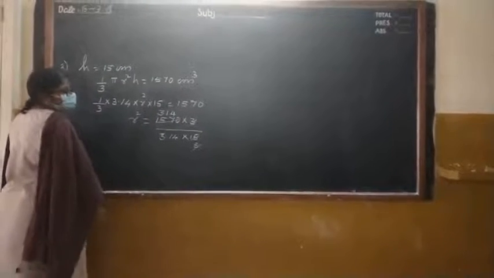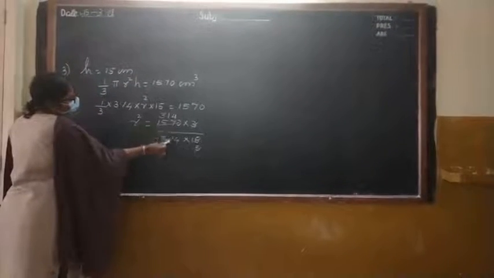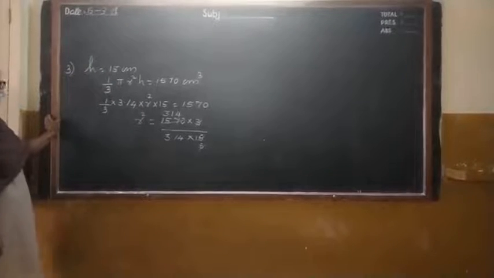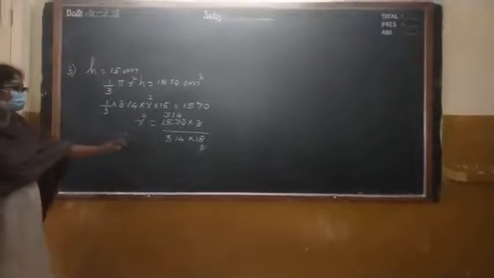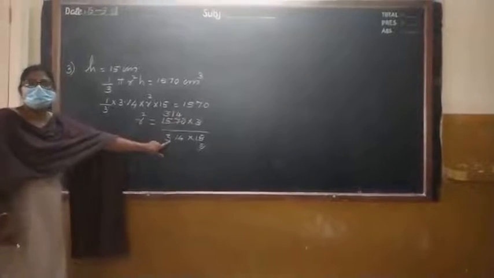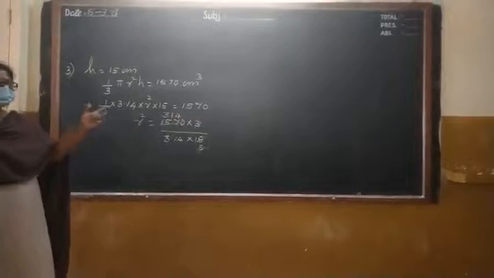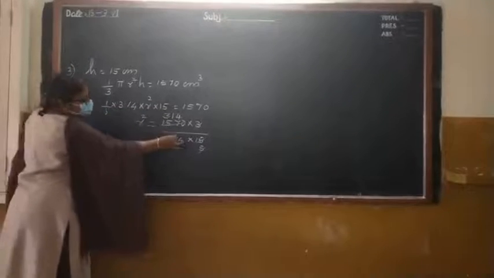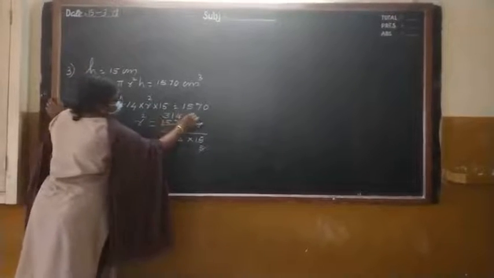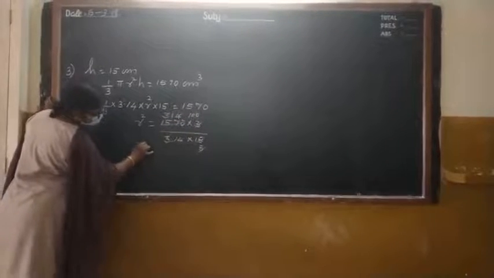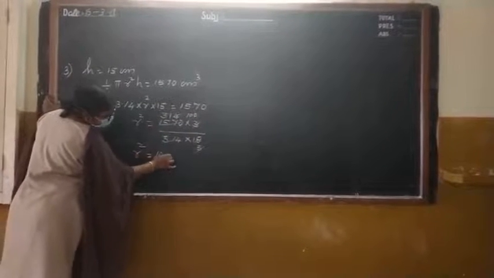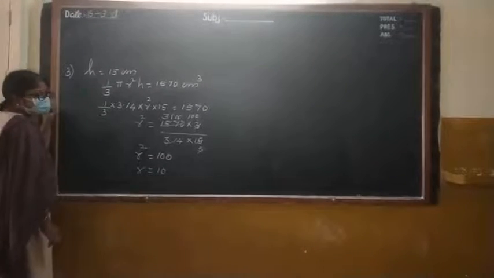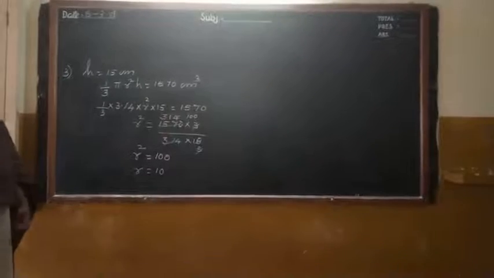Okay. Now, how will you cancel this one? Multiply by 100. If you multiply 3.14 multiply by 100, you are getting 314. So you can cut this one. So 100 you will get. So R square is equal to 100. So R will be equal to 10. R is only you have to find out, no? Yes.